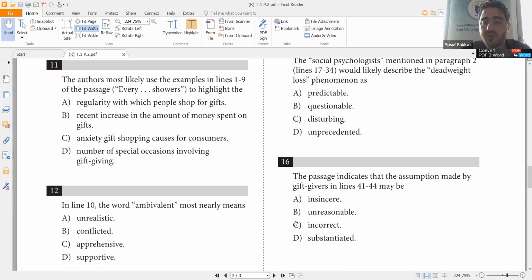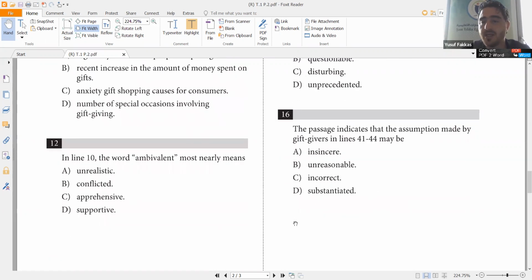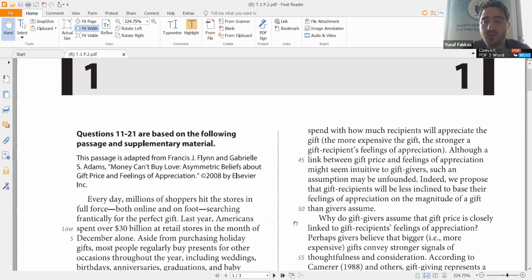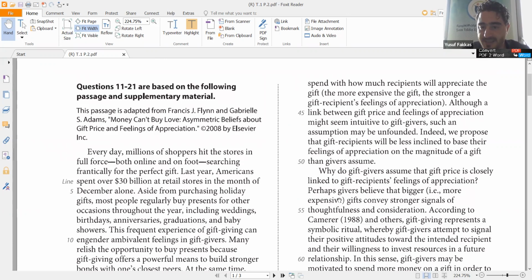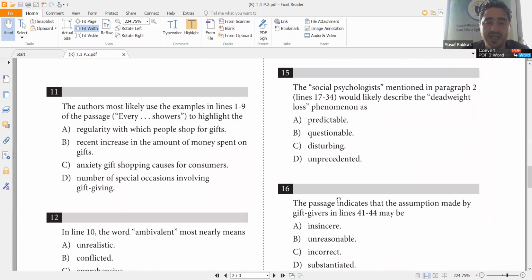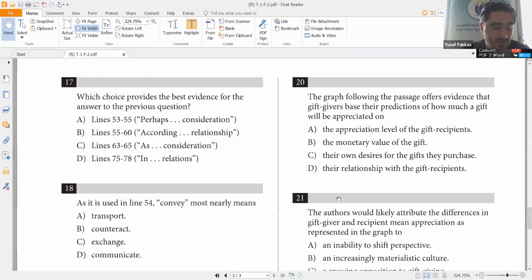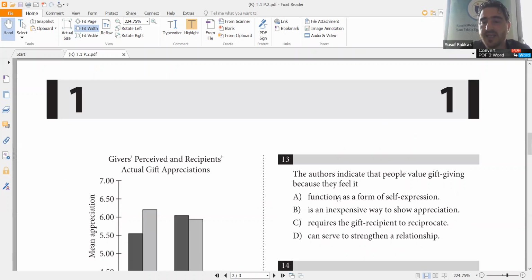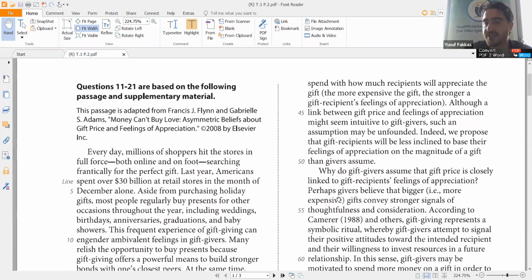Okay, guys, so question number 16, we already answered it, and we said that the answer is that this assumption is incorrect. And we based our answer on lines 46, 47, right? Now it's followed by evidence, but lines 46 and 47 are not there. So how can we answer such a question? Simply, you're going to look for the lines that give you the same thing. We said that this assumption that the bigger the gift, the more appreciation is wrong. We need to find something like that in the evidence lines that we have.